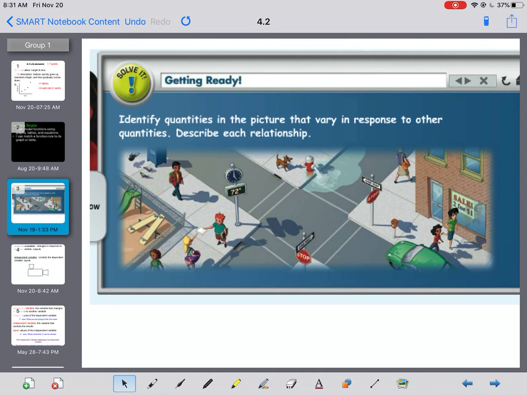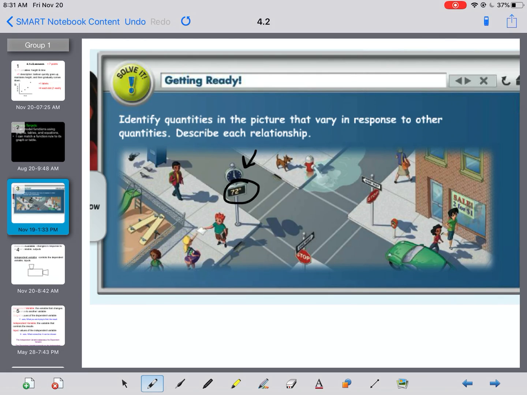They want you to look at this picture and look for quantities in the picture that vary in response to other quantities. Okay, so things that would change because of something else in this picture. So, for example, the number of people out and about in this picture depends maybe on the temperature outside, or maybe even what time it is. If it's the middle of the day, maybe more people will be at work. If it's evening, maybe more people will be out walking.